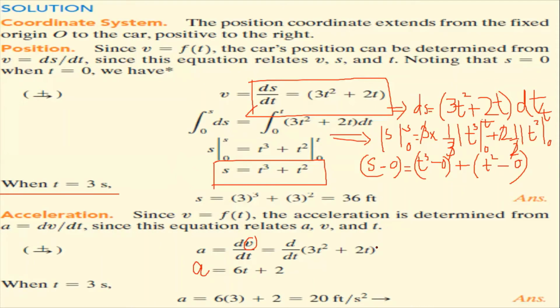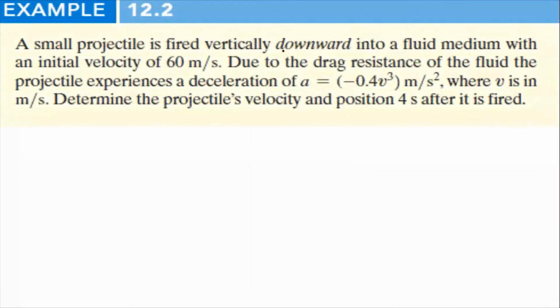So you have to do this procedure. So I'm moving towards the next slide. We have another question. A small projectile is fired vertically downward into a fluid medium, with an initial velocity of 60 meters per second. So what does it mean by that? V naught is given to us, the initial velocity.